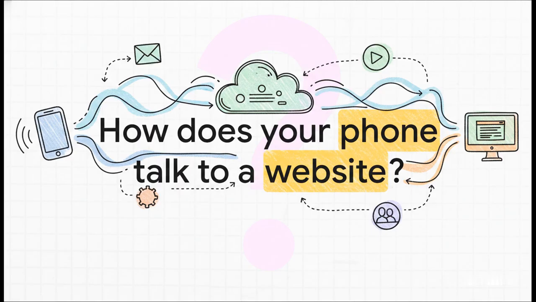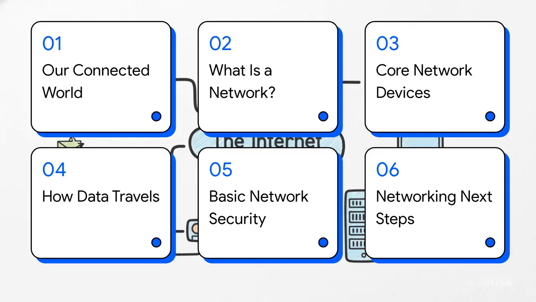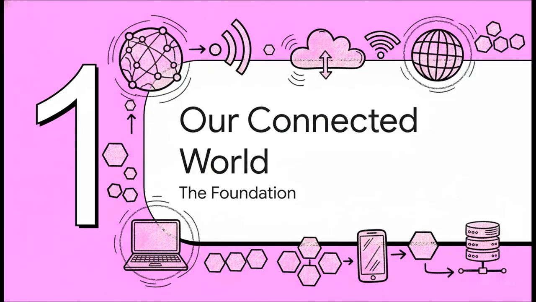Every single time you send an email, stream a show, or hop on a video call, you're using a network. And by the end of this, you'll know exactly what's going on behind the screen. So here's our game plan. We'll start with what a network even is, then we'll meet the core devices that make it all run. We'll follow a piece of data on its journey across the internet, touch on some essential security, and then we'll wrap up with what comes next.